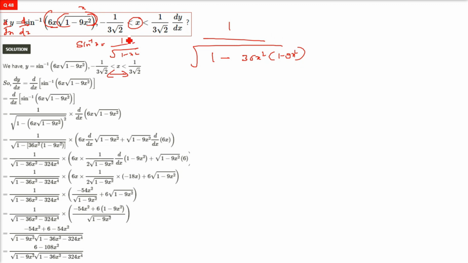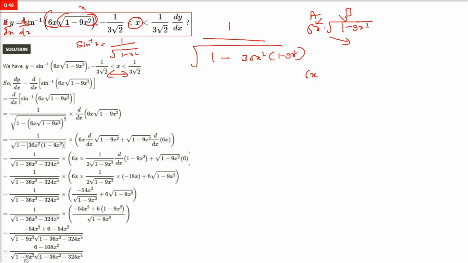And since we have to follow the chain rule also, we have to differentiate 6x into under root 1 minus 9x square also. This is the second part. So let us do it first. Means this differentiation by the product rule. We are going to complete that first and then we'll combine it with the solution we got for the differentiation of sine inverse of that content.